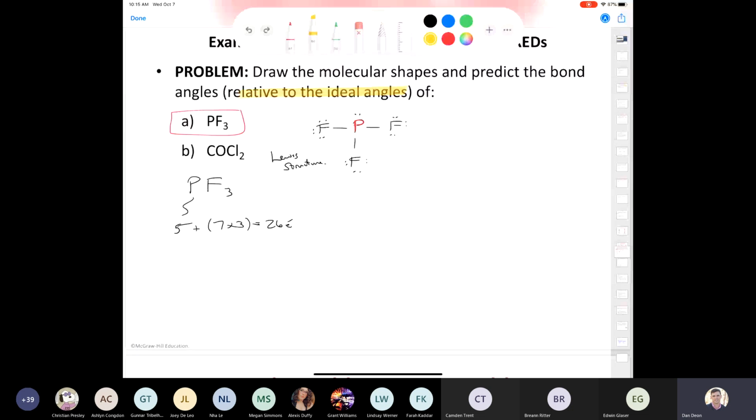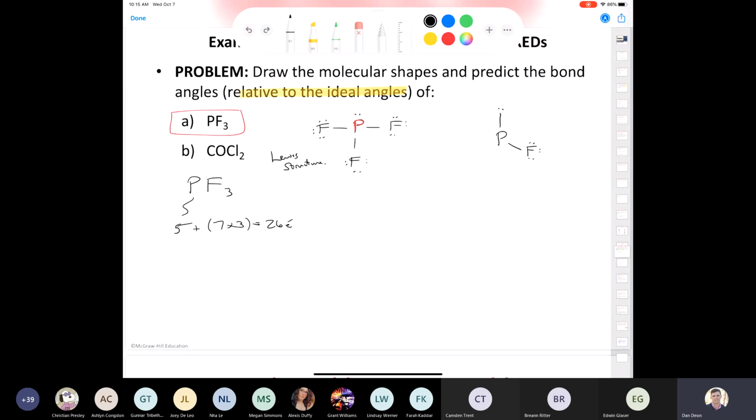Now, if we have 4 regions of electron density, that tells us that the electron geometry will be tetrahedral. And so we're going to do this. I'm going to have the lone pair pointing up like this. The way that we draw a tetrahedron is that we always draw 2 regions of electron density in the plane of the board or the plane of the page. So this bond that I've drawn here and this bond here, those are flat on the piece of paper.